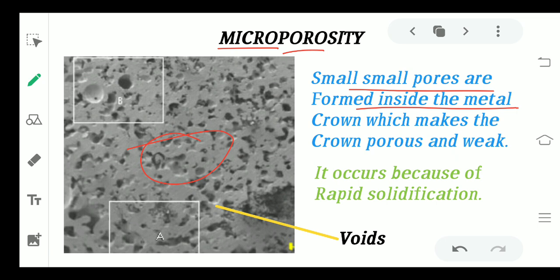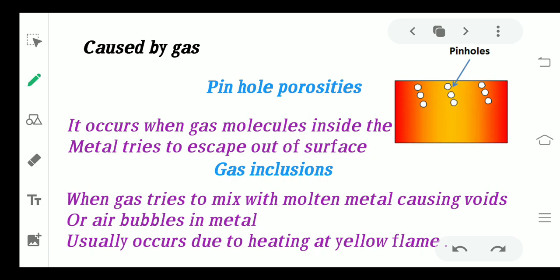Now this particular situation makes the crown very porous and weak. It occurs because of rapid solidification. Because of early solidification, this condition can occur. Now all this we talked about was on the solidification factor.